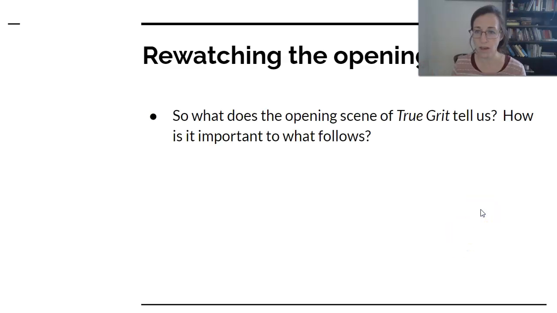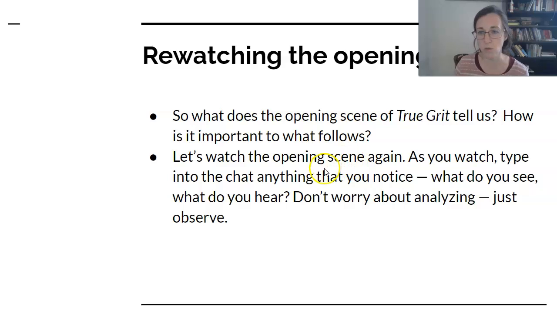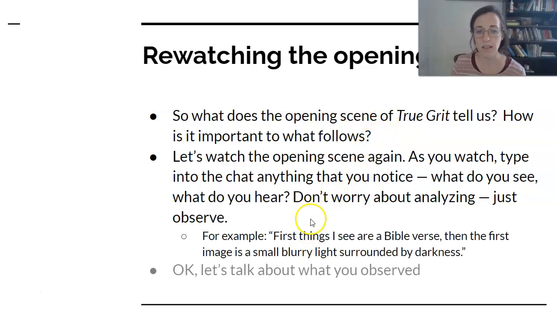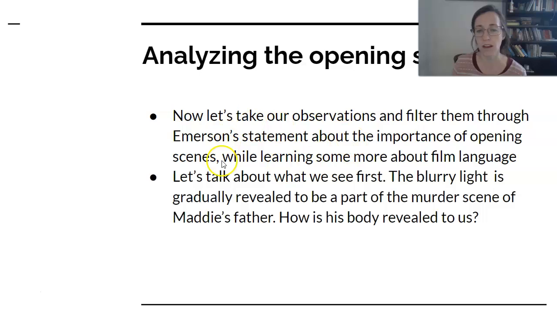So we're going to look at the opening scene of True Grit. What does it tell us? How is it important to what follows? I'm going to show it again to your classmates in the Zoom and ask them what they notice. And some things that I'm hoping we can think about are trying to learn about the film language and the theme of our book all coming together.